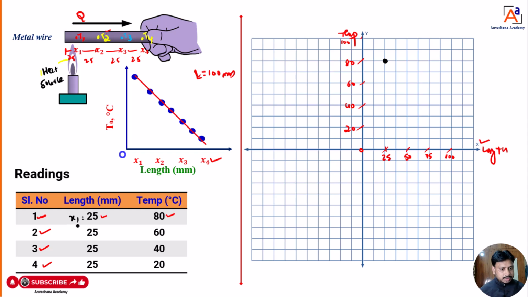Next, I will go to the next point, that is x2. x2 is nothing but what? My t2. So x2 is equal to 25 plus 25, that is 50. x2 is equal to 50. What is the temperature? 60. So at x2, 50, what is the temperature?